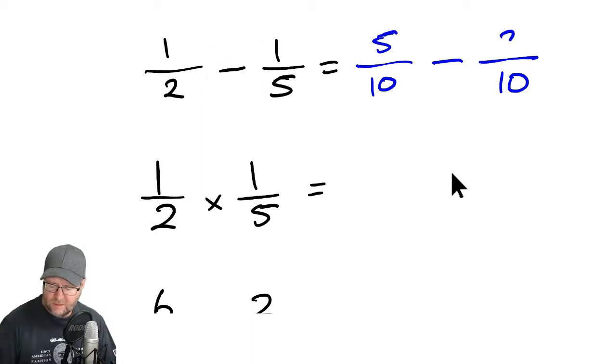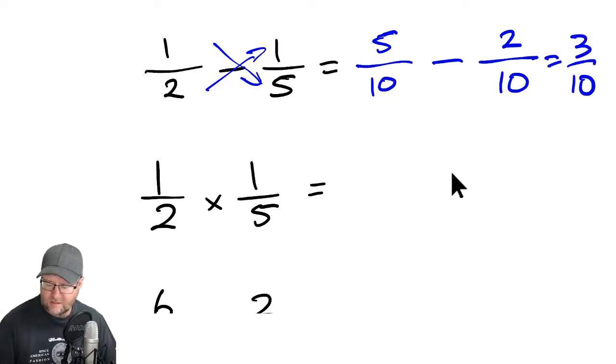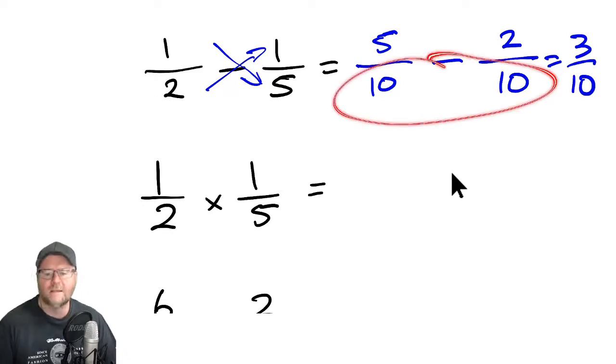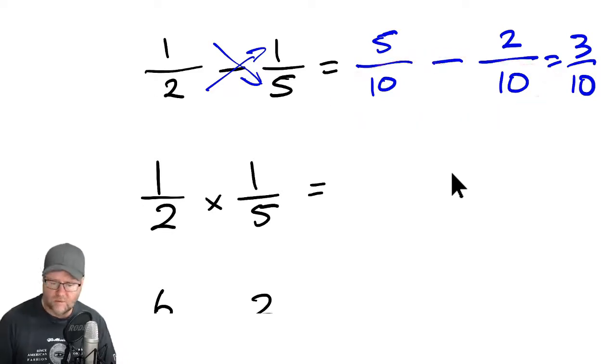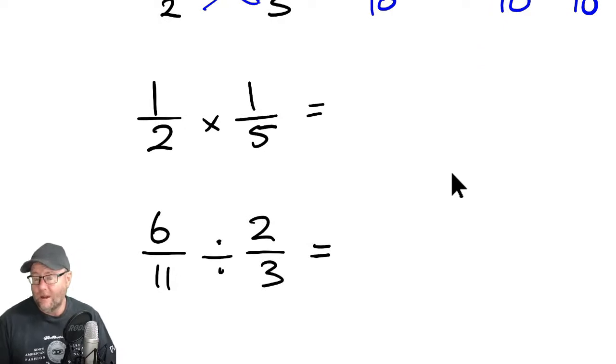1 times 2 gets me 2. Right, so I went 1 times 5, and then I went 1 times 2. 5 tenths minus 2 tenths gives me 3 tenths, because now the denominators are the same. I can simply go ahead and subtract them. All right, and I know we're going through this pretty quick. It's just a review, so feel free to pause or rewind if you need to.